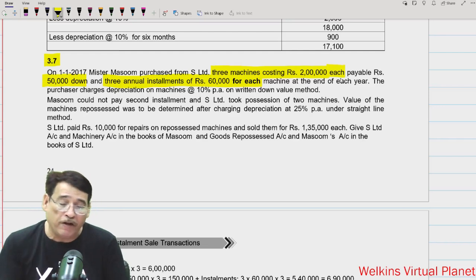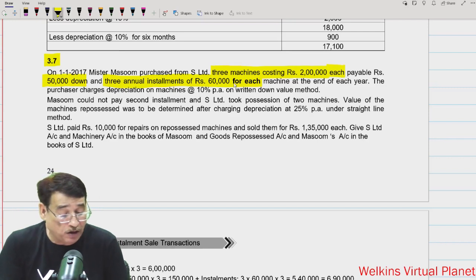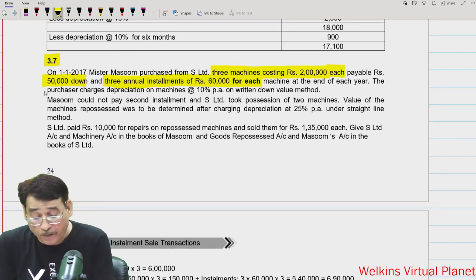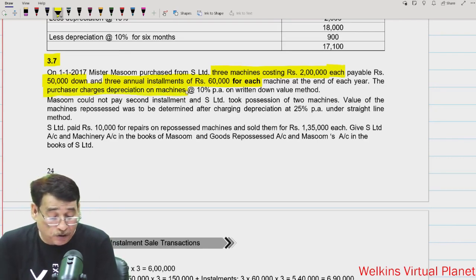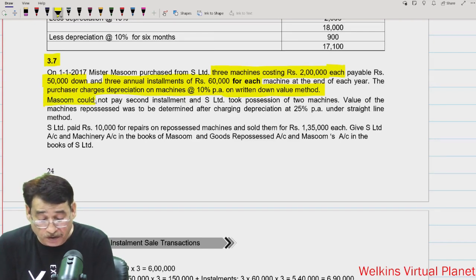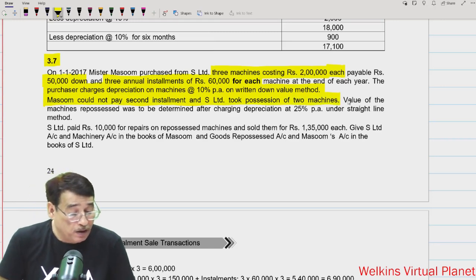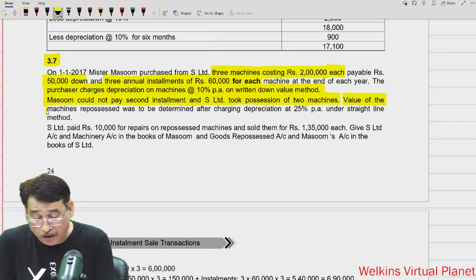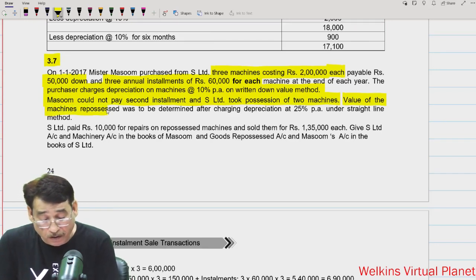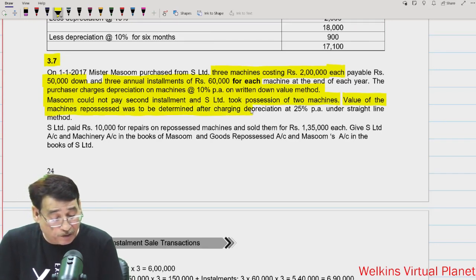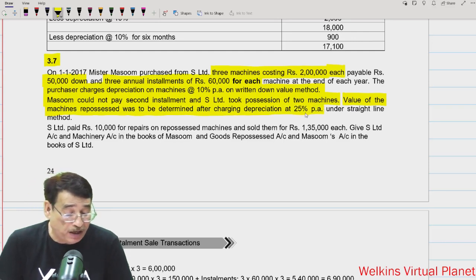So your down payment will be 50,000 into 3, and your installment will be 60,000 into 3 at the end of each year. The purchaser charges depreciation on machine at 10% per annum on written down value method basis. This is the purchaser's rate of depreciation. Mr. Masoom could not pay the second installment, and S Limited took possession of the two machines. So the value of the machine repossessed was to be determined after charging depreciation at 25% per annum.